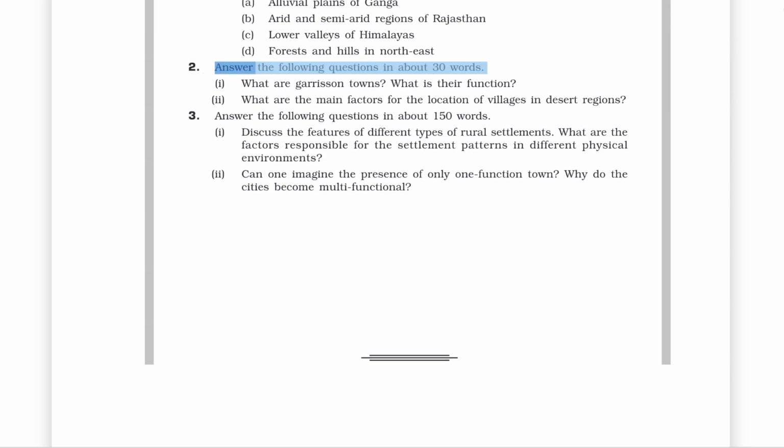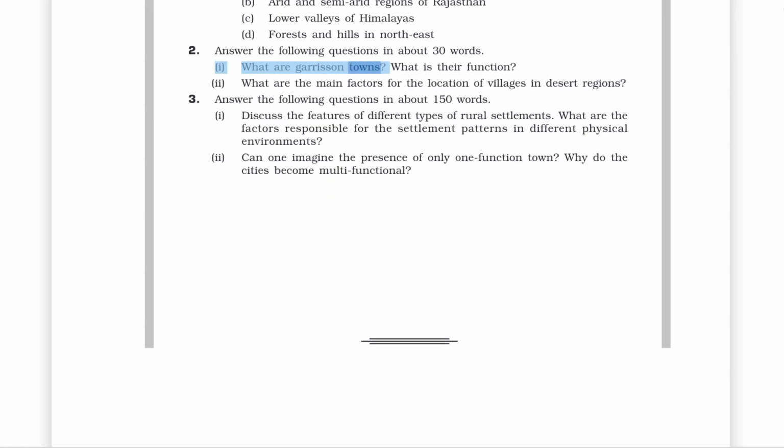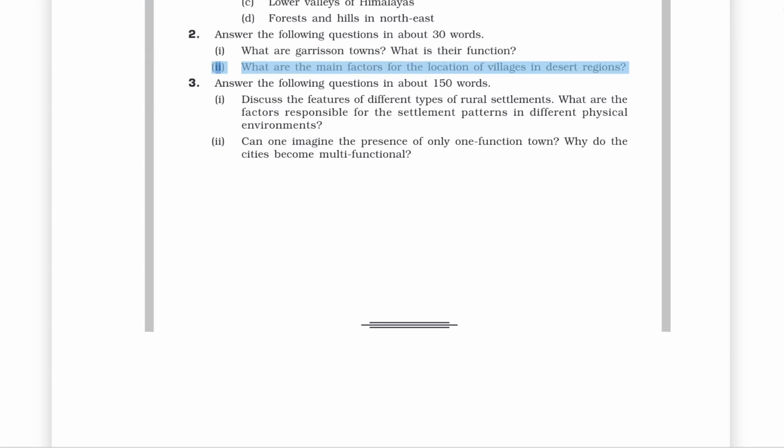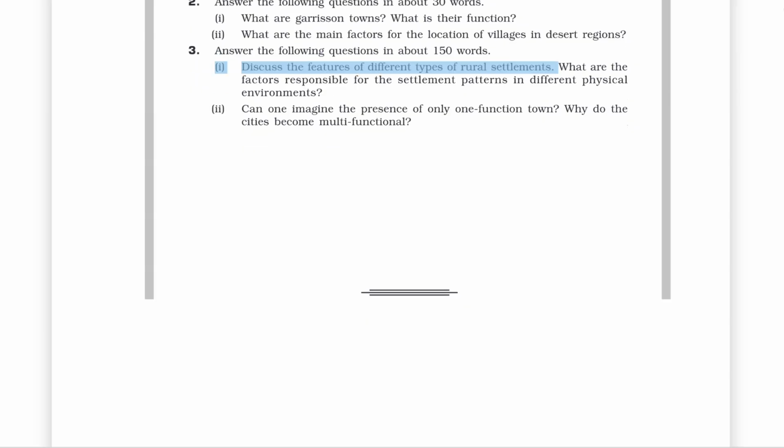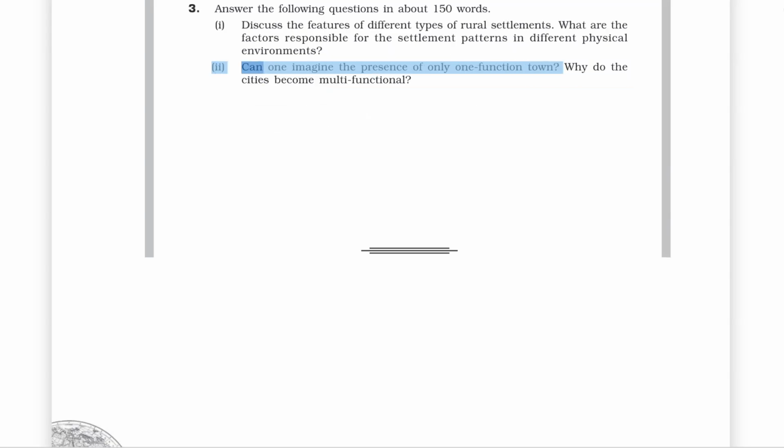2. Answer the following questions in about 30 words. 1. What are garrison towns? What is their function? 2. What are the main factors for the location of villages in desert regions? 3. Answer the following questions in about 150 words. 1. Discuss the features of different types of rural settlements. What are the factors responsible for the settlement patterns in different physical environments? 2. Can one imagine the presence of only one function town? Why did the cities become multifunctional?